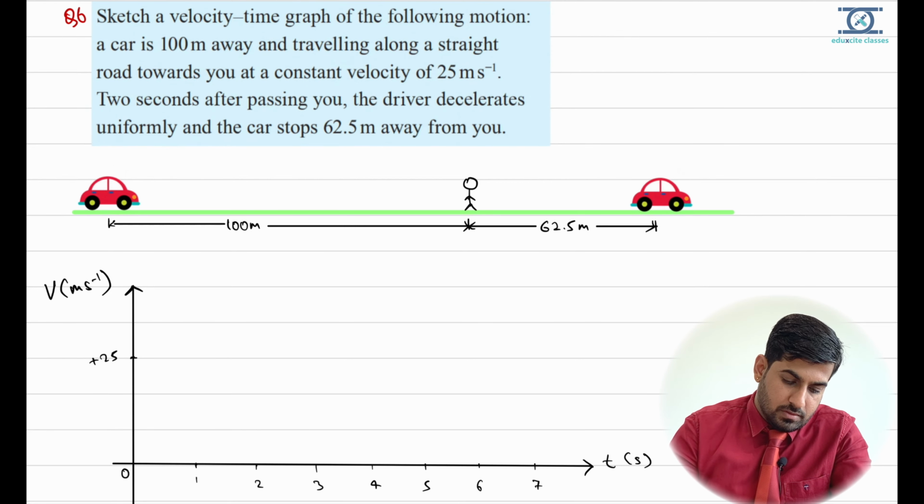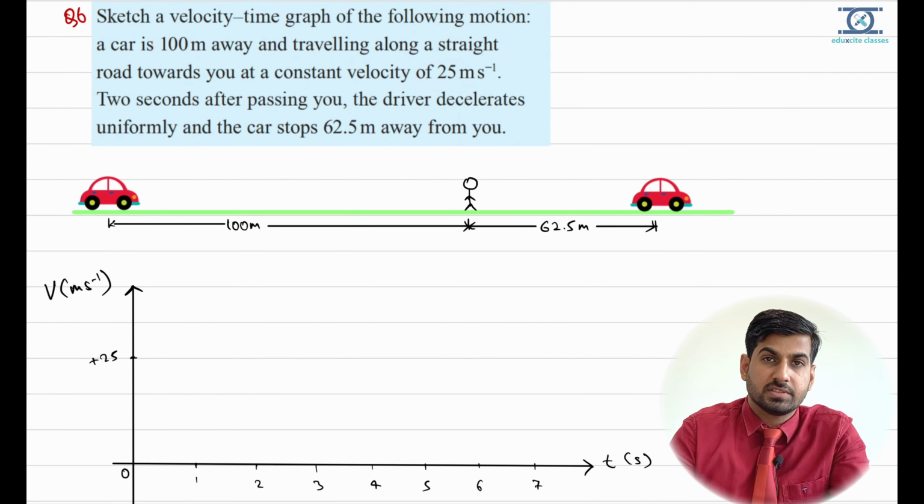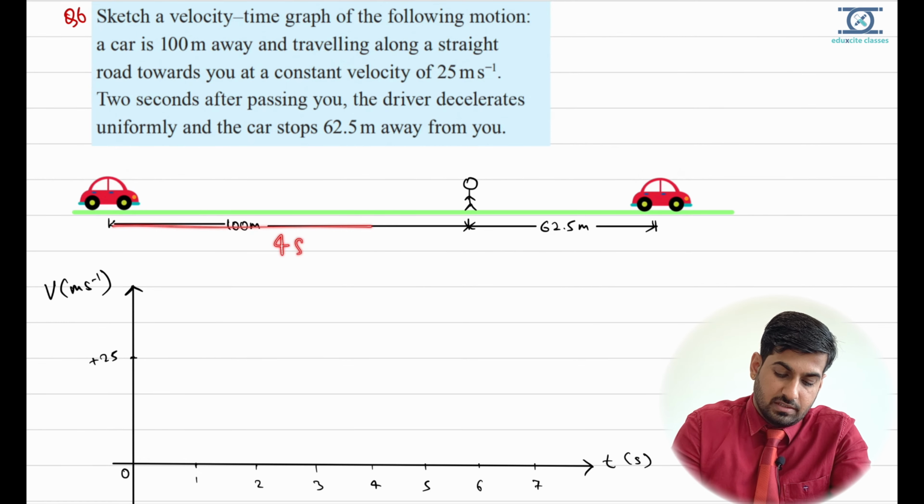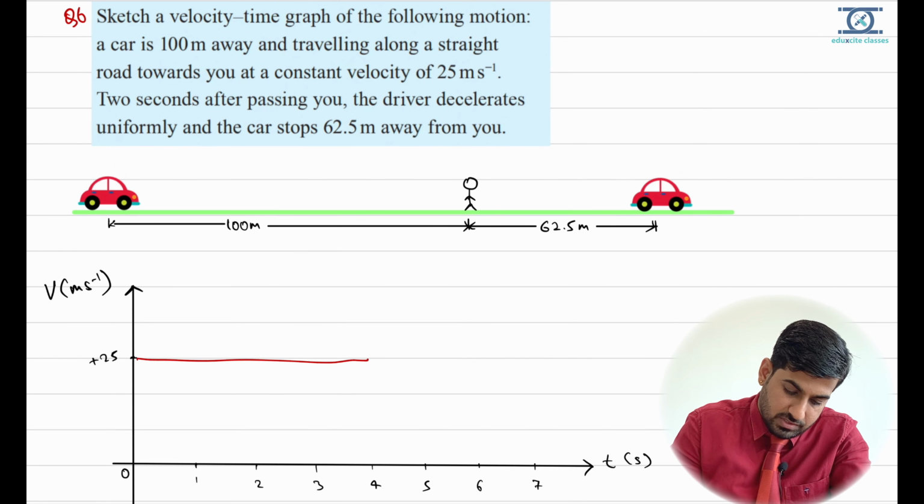Now the first, it is moving 100 meter with a constant velocity of 25 meter per second. So for covering the 100 meter, it will take 4 seconds, right? So for the first 4 seconds, it will be constant at this.